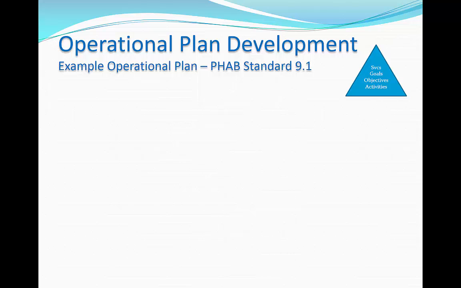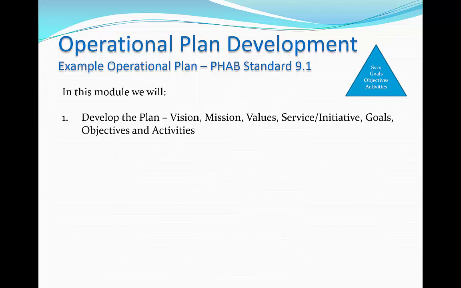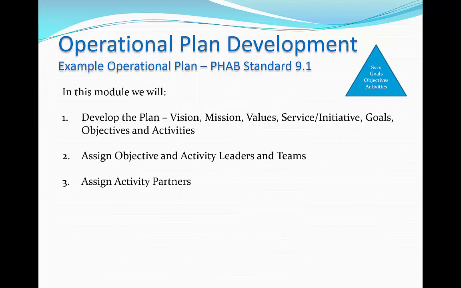This example operational plan will show you the actual steps involved in the development of a plan from top to bottom. In this module, we'll develop a plan with vision, mission, values, a specific initiative, and its goals, objectives, and activities. Then we'll assign objective and activity leaders and teams to identify who will have the responsibility for the ongoing management of the plan activities. After that, we'll assign external partners to the activities. These are the folks outside of your department who will help you to perform the activities you've planned.